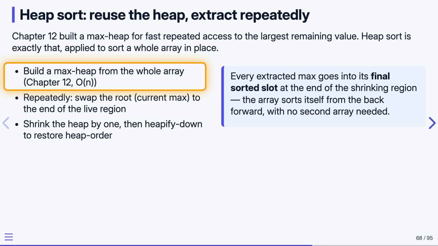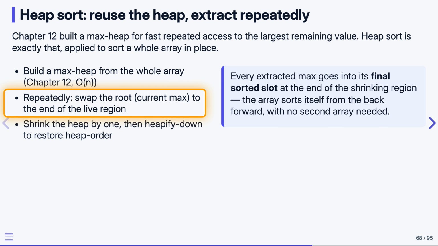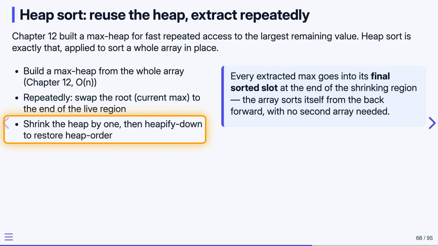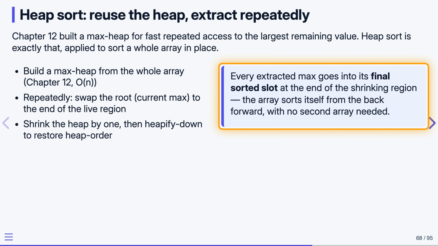First, we build a max heap from the whole array. Chapter 12 does this in big O of n. Then we repeat one move. Swap the root, which is the current maximum, to the end of the live region. Shrink the heap by 1, then heapify down to restore the heap order at the new root. Every extracted maximum lands in its final sorted slot at the end of the shrinking region. The array sorts itself from the back forward, with no second array needed.